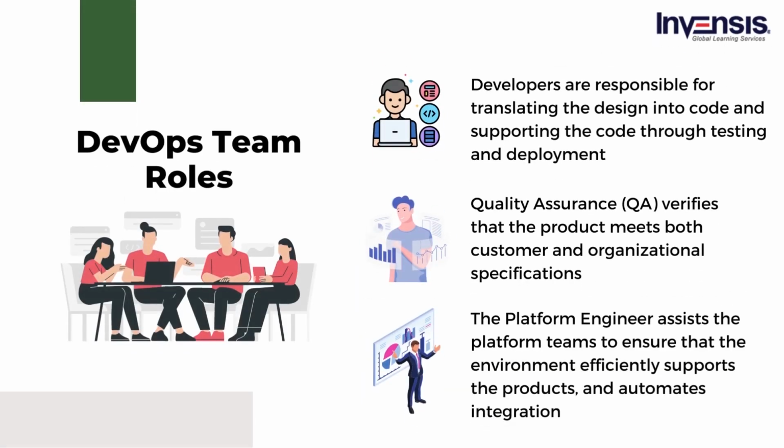Developers are responsible for translating the design into code and supporting the code through testing and deployment. Throughout the development and deployment stages, quality assurance, or QA, verifies that the product meets both customer and organizational specifications. The platform engineer assists the platform teams in ensuring that the environment efficiently supports the products and automates integration and deployment using the given tools. Depending on the team's skills and the nature of the company, the duties may be carried out by individuals or shared. As the team continues to collaborate, information and responsibilities will be shared, resulting in cross-pollination.